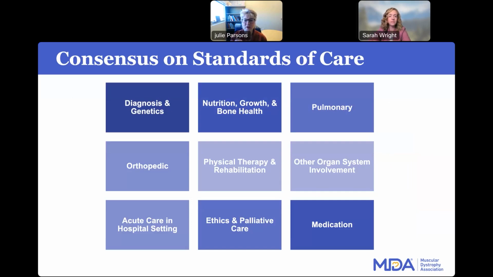These two volumes focus on different standards of care in fields like diagnosis and genetics, bone health, physical therapy, rehab, and orthopedics. Typically, when we have a patient who's diagnosed with spinal muscular atrophy, we will send a copy of these care guidelines to the primary care provider as well, to help them understand considerations in each of these areas over a lifespan for taking care of patients with SMA. Next slide.